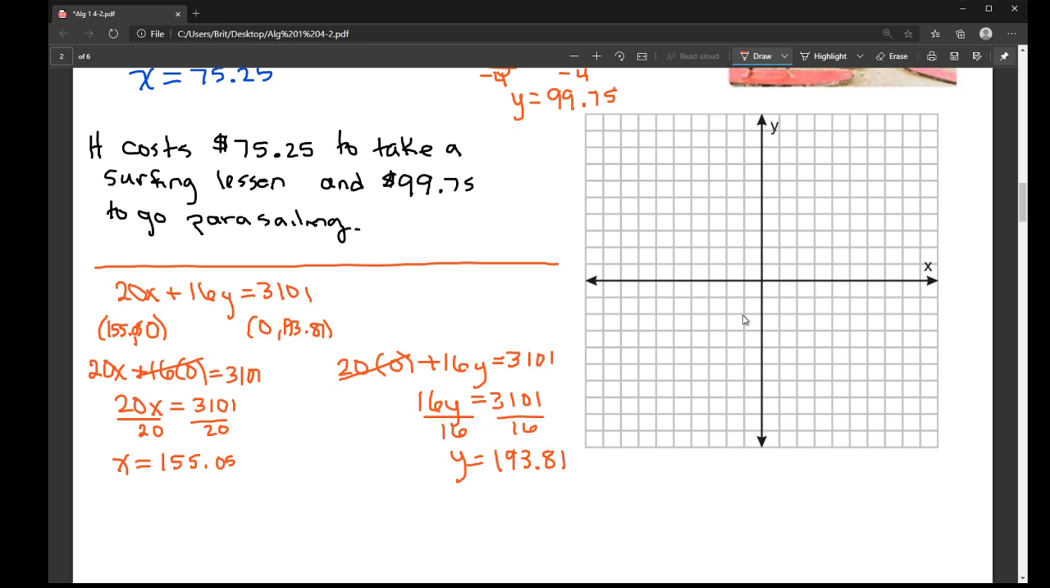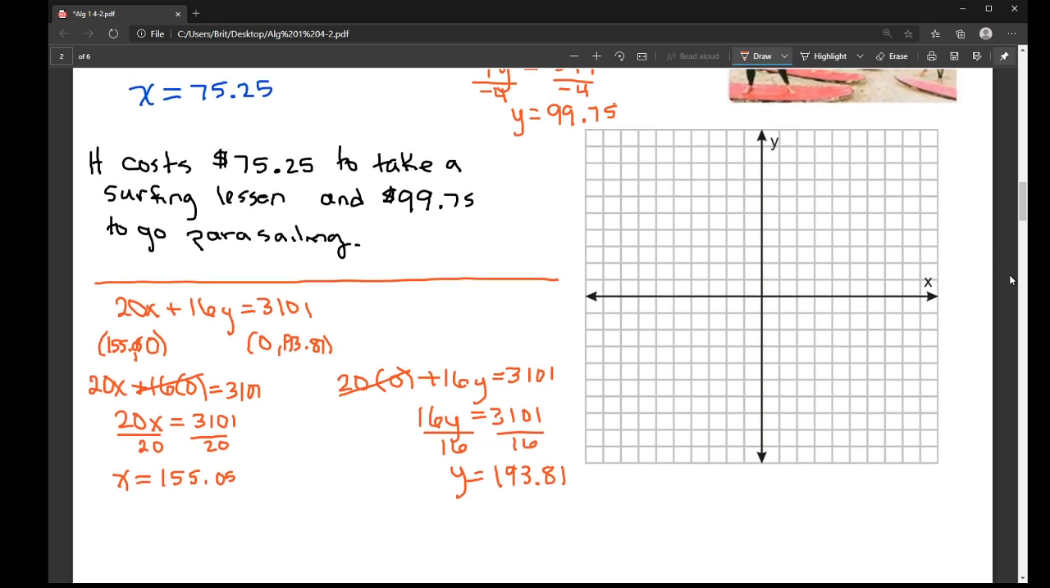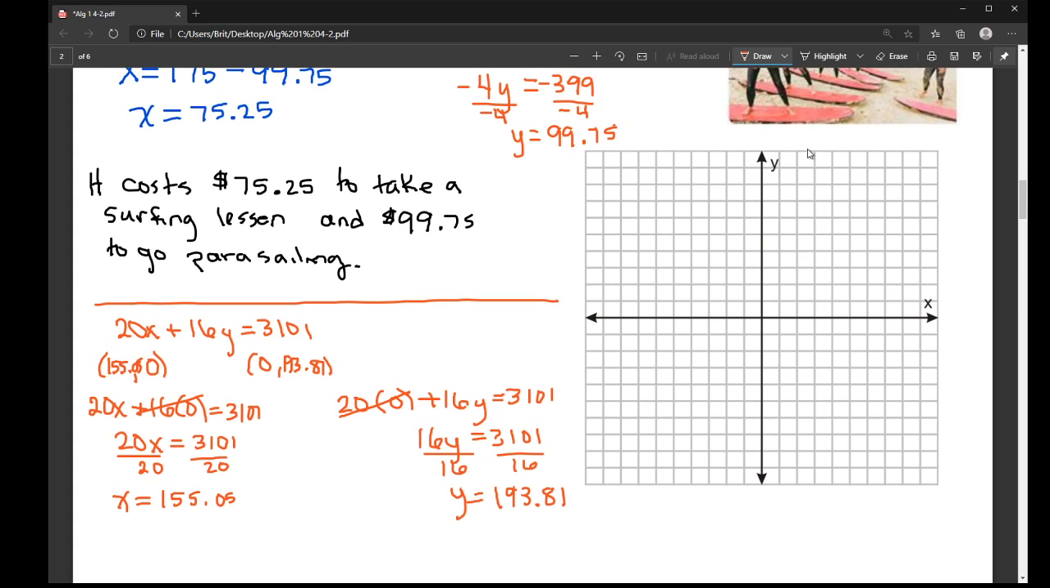So now that I know those points, I can pick out what I want to count by here. In terms of my axis, I should probably make it count by 20s. So right here I'm just going to write scale equals 20, so each box is worth 20.